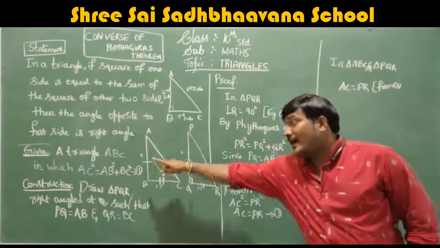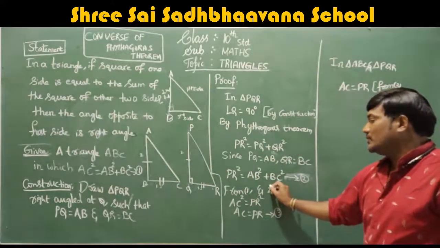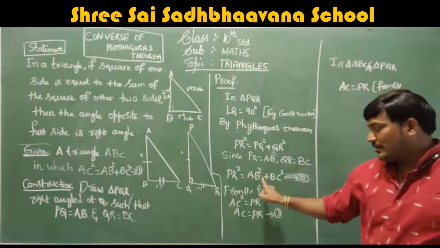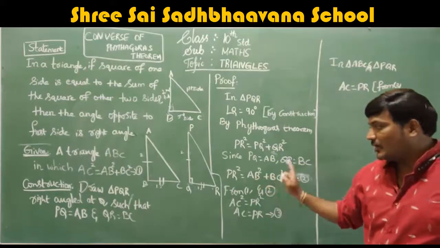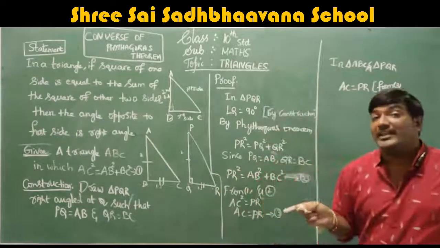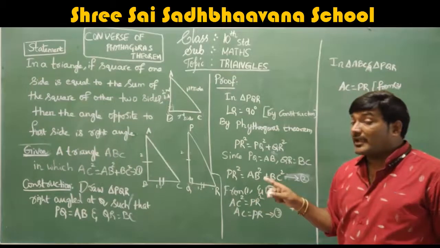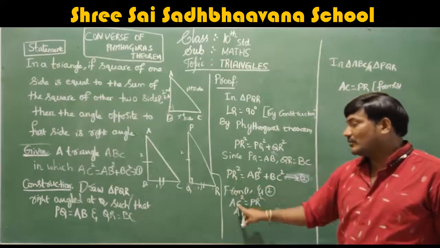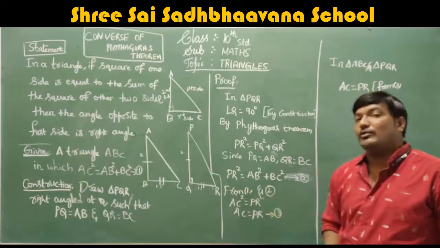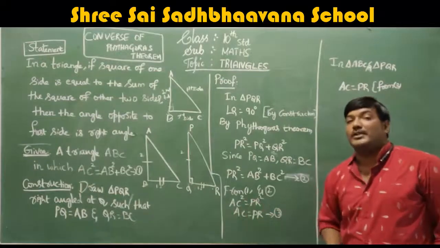Now from equation 1 and 2, look at this. Here RHS is AB square plus BC square. In equation 1 RHS, AB square plus BC square. In both the cases, RHS are same. Right hand side of both the equations are same. So what I can do, I can equate LHS. So AC square and PR square is LHS here, AC square is equal to PR square. If this AC square is equal to PR square, definitely AC should be equal to PR.